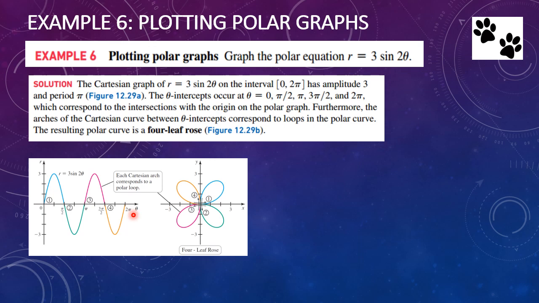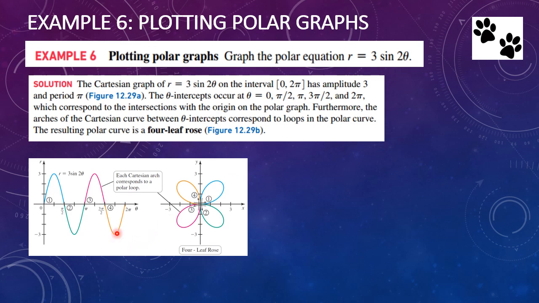Furthermore, the arches of the Cartesian curve between the intercepts correspond to loops in the polar curve. The resulting curve is a 4-leaf rose that you see in the graph down here on the right. The graph is actually symmetrical around the x-axis, which you can see, a mirror. It's symmetrical around the y-axis, and it's also symmetrical around the origin.